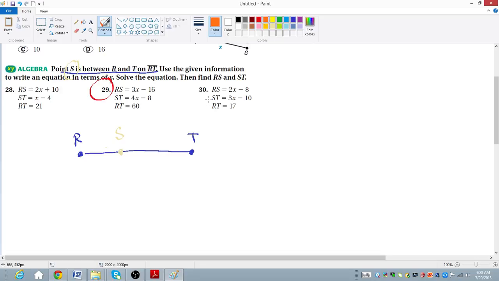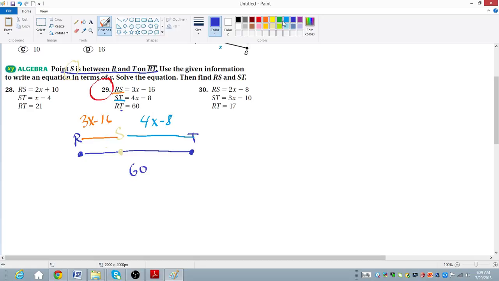All right. Let's start with RS. Well, from point R to S right here, this segment right here is 3x minus 16. 3x minus 16. And then the next segment, I'll do that in blue here. ST. So this is ST. It's 4x minus 8. Then I have the last one, RT. So from R to T is 60.